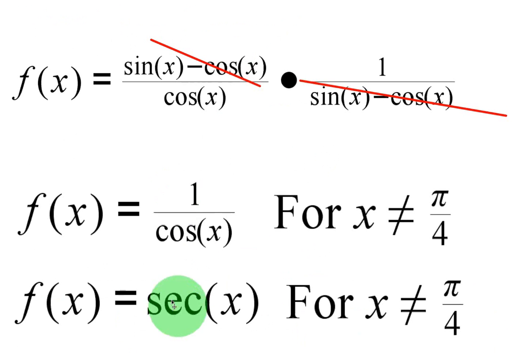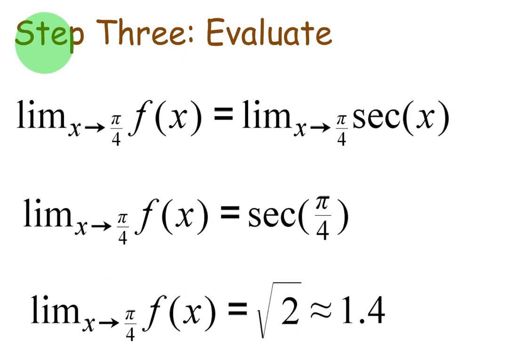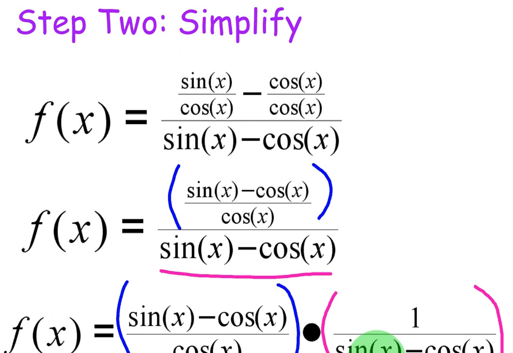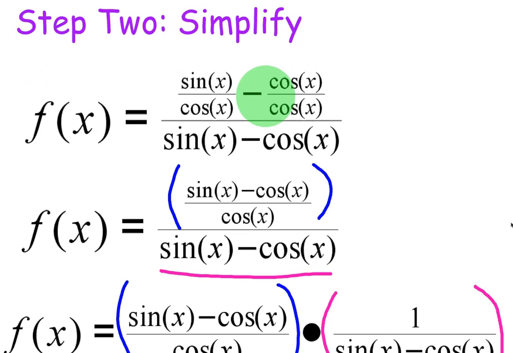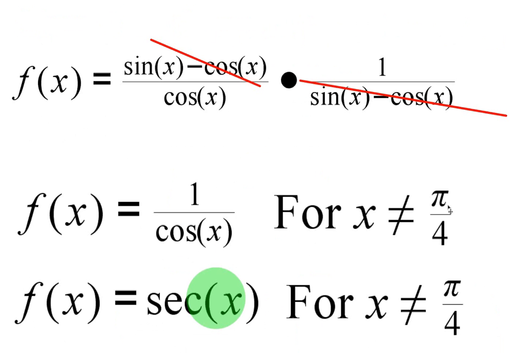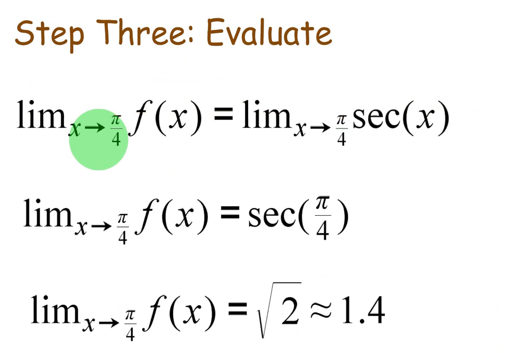Now we know that 1 over cosine is equal to secant. That's a reciprocal identity. So f of x is equal to secant now. And now for step 3, we can plug in that x value now that we've canceled some stuff. Just to reiterate, once you rewrite using trig identities, you then simplify for step 2, which I did by combining the top, because it was just minus 1, so I had to do cosine over cosine, and then simplifying means canceling, and now we can plug in for step 3.